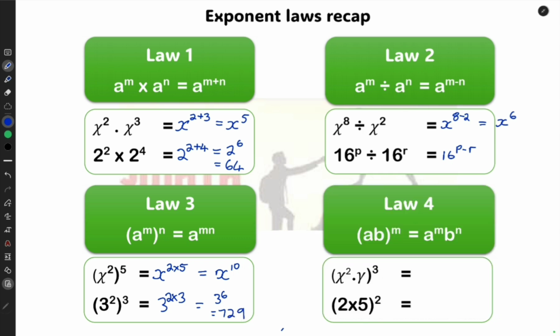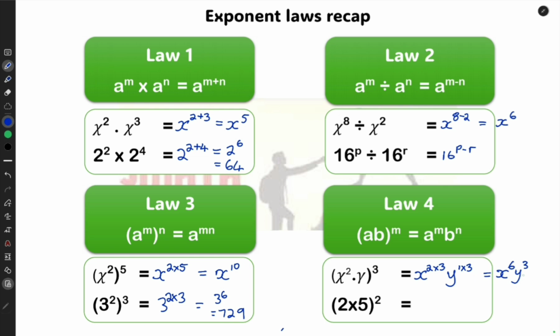Law 4, very similar to Law 3, but now I have multiple bases on the inside. So in this case, each base gets the exponent. So the x already had a squared, but I'm just going to multiply it by 3. And then y, I don't see the exponent, so it's a 1. And then my final answer would be x to the power 6, y to the power 3.